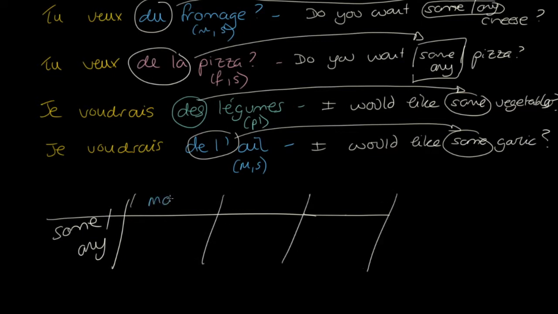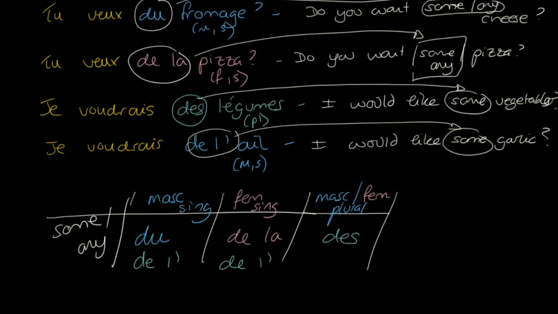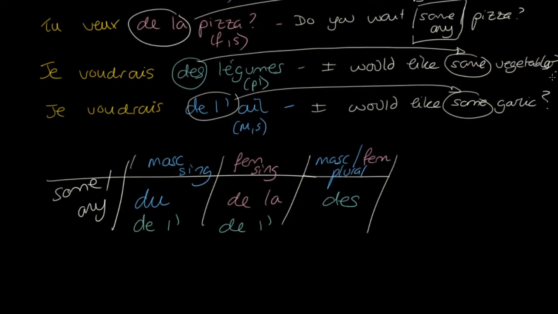So we've got a masculine singular noun. I'll just keep my colour the same quickly. We can have a feminine singular noun. We can have a masculine or feminine plural noun. And the options for that then, we've got du, meaning some or any, de la, meaning some or any, and des. And we've also got this option up here, de l'. You can see de l', de l'. Okay, that's because we would use that when the noun that follows starts with a vowel or a silent H.